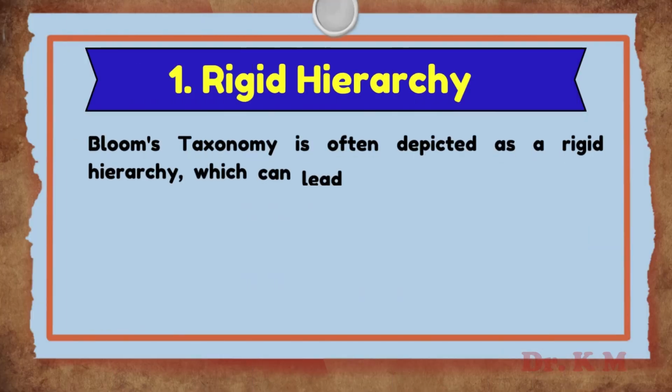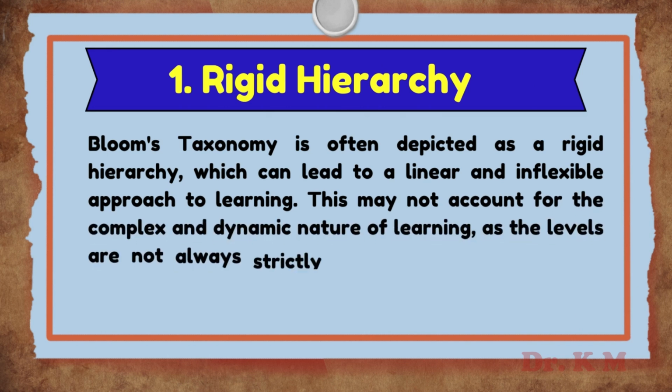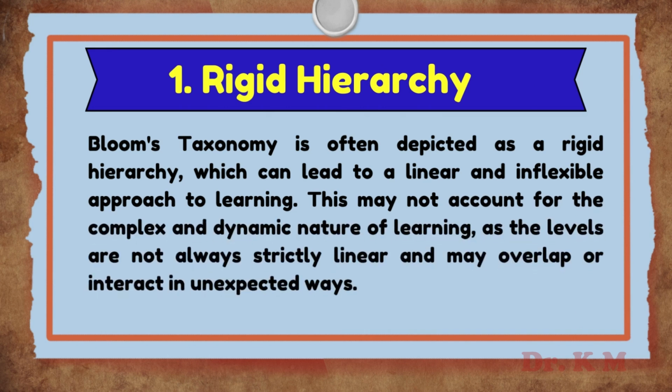1. Rigid hierarchy. Bloom's taxonomy is often depicted as a rigid hierarchy, which can lead to a linear and inflexible approach to learning. This may not account for the complex and dynamic nature of learning, as the levels are not always strictly linear and may overlap or interact in unexpected ways.